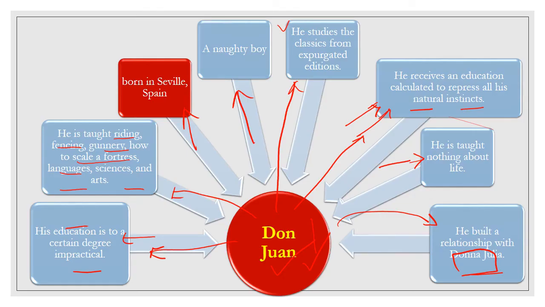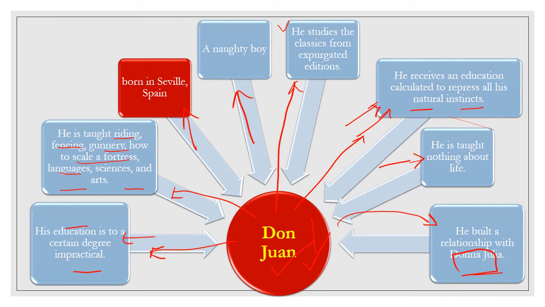Now we will know about Don Juan. Don Juan is the central character of this epic. Let us see where he was born. He was born in Seville of Spain. Okay, now we'll come to know what kind of boy he is. He is a naughty boy. Actually, he is very unruly. He doesn't like any discipline.